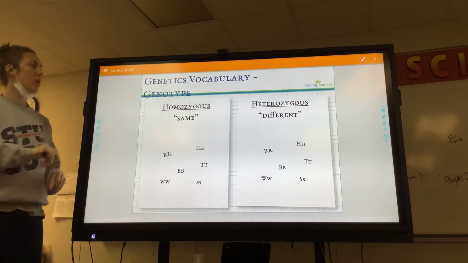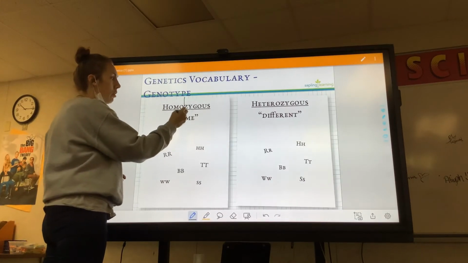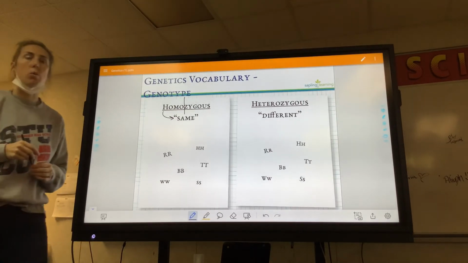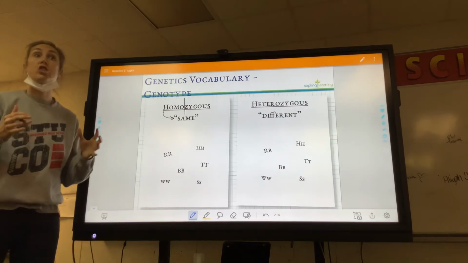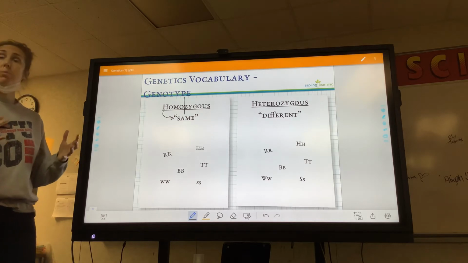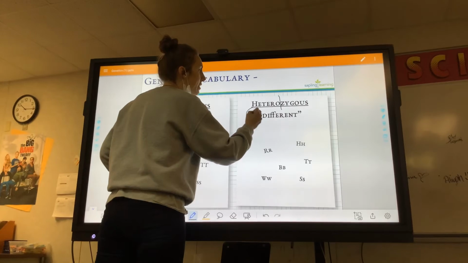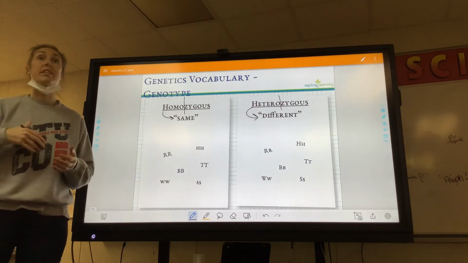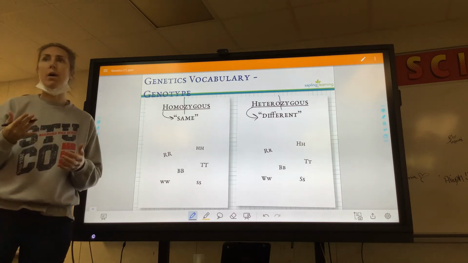So ready? The word homo, please write this down with me too. Homo always means same. And yes, we can go back to homosexual. What is a homosexual? Same sex. Girl, girl, boy, boy, homo. Homogeneous looks the same throughout. So homo is a prefix that means same. Hetero means different. If you're a heterosexual, you prefer a different sex than your own. If you are heterogeneous, you look different throughout, okay?